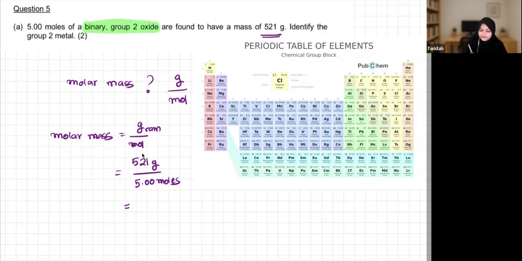So you can write here that the element, or the metal, is Sr.